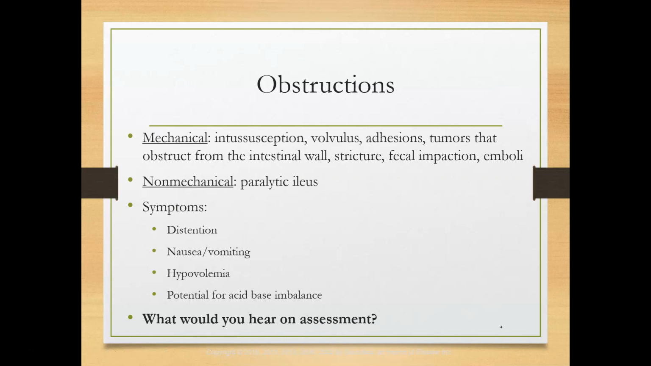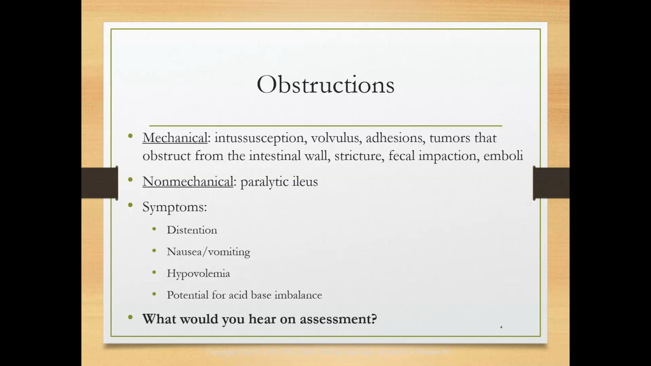Obstructions can be both mechanical and non-mechanical. Mechanical includes intussusceptions, which is a telescoping of the bowel; volvulus, which is a twisting of the bowel; adhesions, tumors, obstructions from the intestinal wall, such as strictures, fecal impactions, and even emboli. Non-mechanical is a paralytic ileus. Symptoms include distension, nausea and vomiting. They can have hypovolemia, and they have a potential for acid-base imbalances.